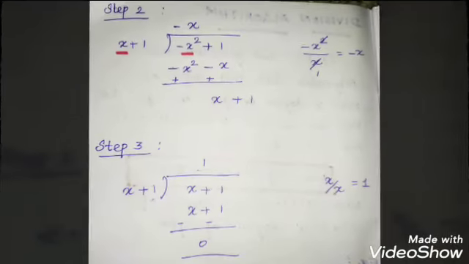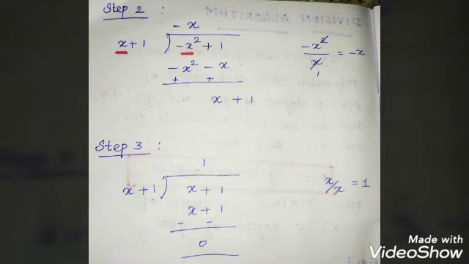Is this clear? The next remaining thing is minus x square plus 1. Take the first term, minus x square, and here also take that x. Minus x square divided by x gives minus x. So your quotient is minus x. Again, for subtracting you should change the sign, so the minus will become plus. Here also the minus will become plus. Now minus x square and plus x square get cancelled. What is the remaining thing? x plus 1.